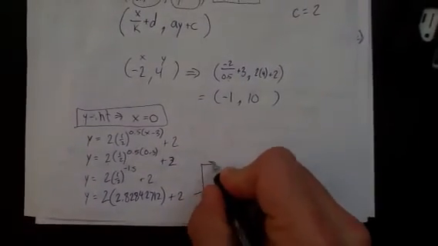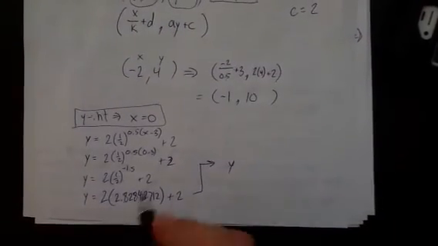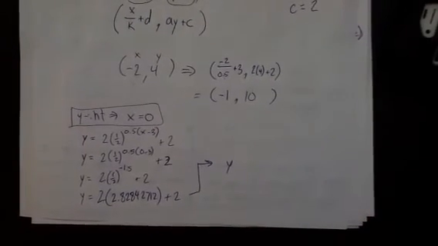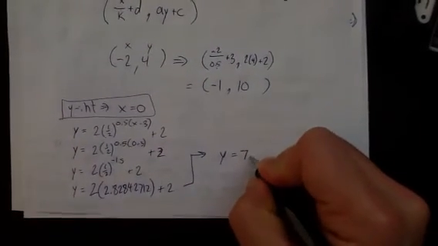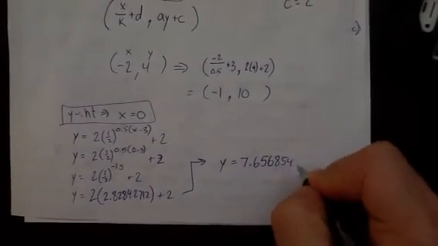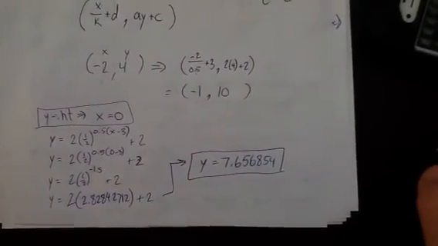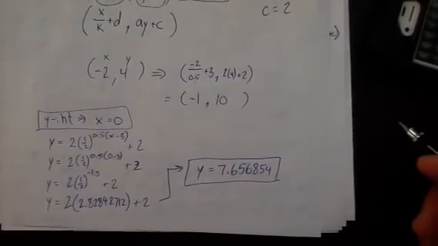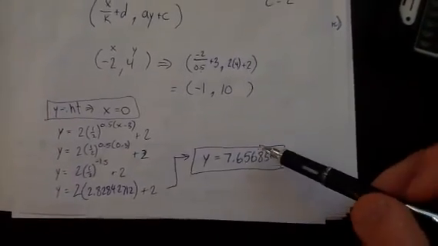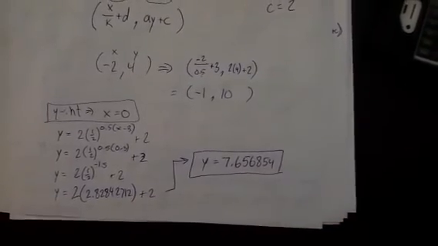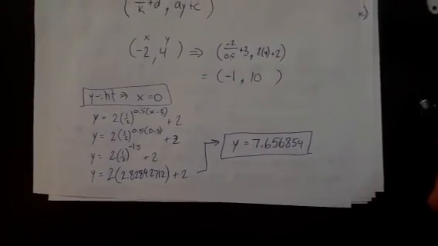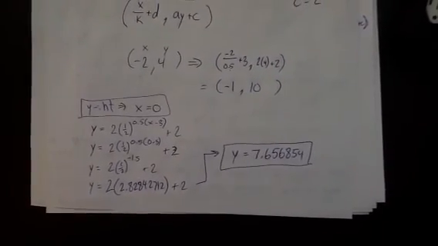Okay, so if I continue this, I'm going to do this in one shot, 2 times this thing, and I'll add the 2 right after. And I'm going to get y equals approximately 7.656854. Okay, so it's going to ask you to the nearest 2 decimal places, 1 decimal place, whatever. But as you can see, this doesn't pass through an exact whole number. It passes through a decimal answer. Okay, that's how you would find the y-intercept always, by plugging in x equals 0 if it asks you for that.